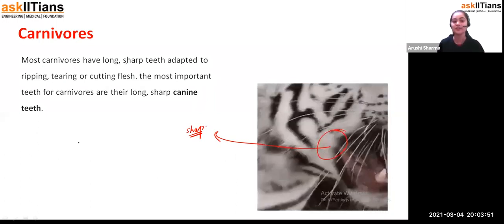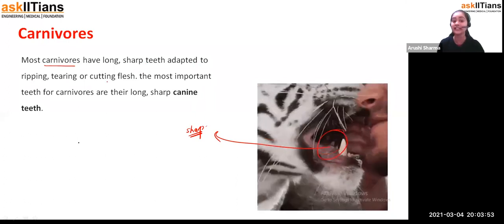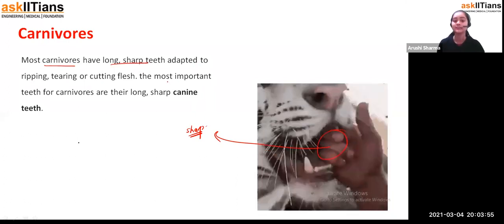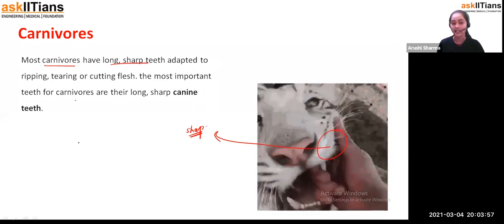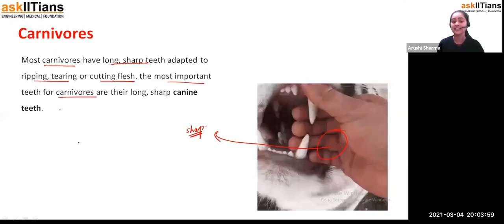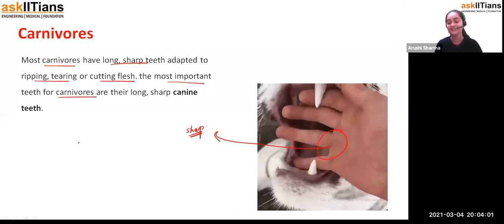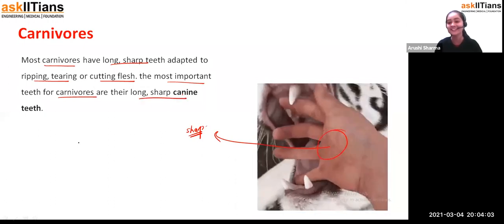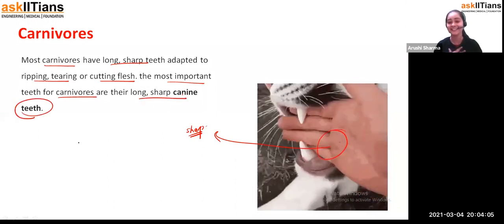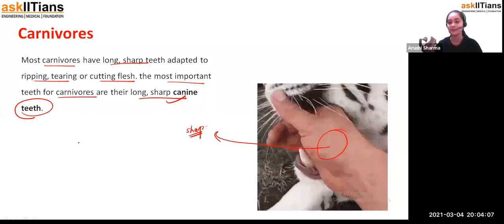Most carnivores have long, sharp teeth adapted to ripping, tearing, or cutting flesh. The most important teeth for carnivores are their long, sharp canine teeth. If they did not have such teeth, students, how would they tear another animal? I can feel that the tearing of another animal is not a good thing. But what can we do?